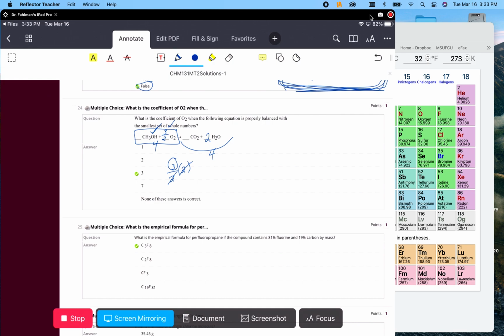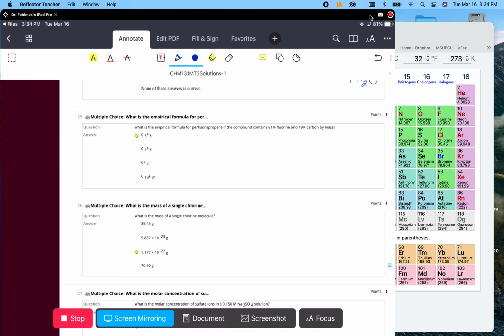To get rid of this fraction, you multiply everything through by 2. So it'll give you 2 plus 3 oxygens gives you 2 CO2s and 4 waters. In other words, that one you're multiplying by 2. And it's asking, after all that, what's the coefficient of oxygen? It's 3.